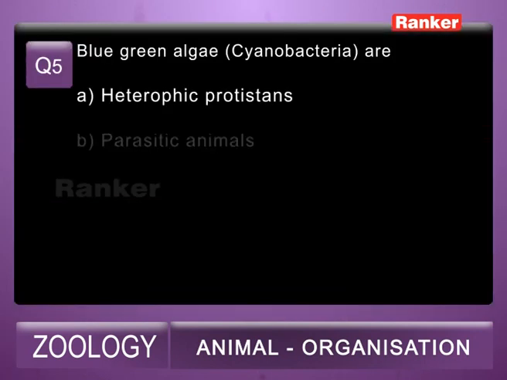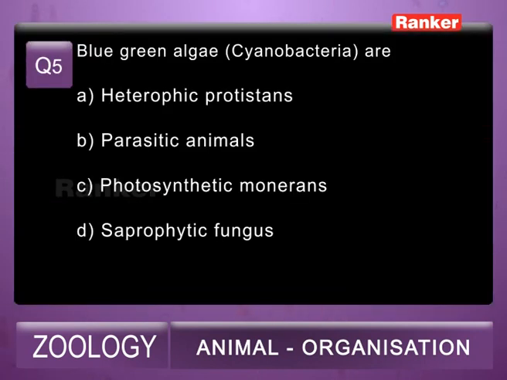Now question number 5: blue-green algae cyanobacteria are A. heterotrophic protistans, B. parasitic animals, C. photosynthetic moneran, D. saprophytic fungus. Now these bacteria, they are all placed under Monera.